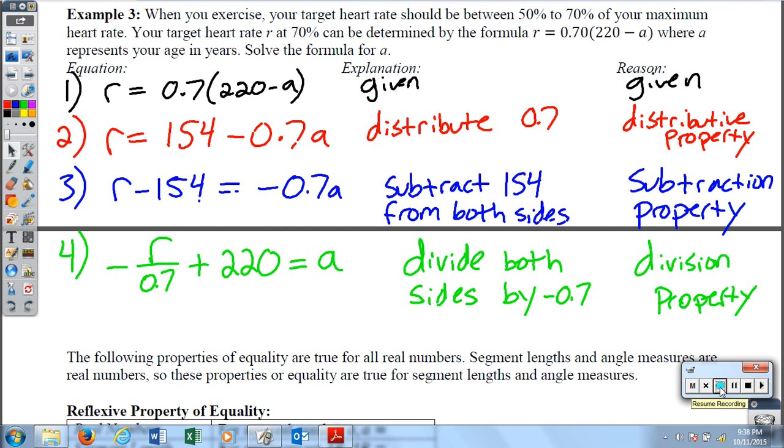When you divide by -0.7 on both sides, make sure you're careful about your signs. So we'll flip the sign of each term, and also make sure you divide both things on that side by -0.7. You need to divide the entire side by -0.7. I see a lot of students, when they get to something like this, either only divide R by -0.7 or only divide -154 by -0.7. You've got to divide the entire side of the equation by that number, so be sure to do that.